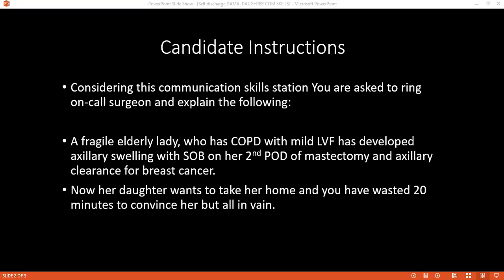The risk factors are increasing size of the swelling, increasing pain, fever, something coming out from the wound. And how can the patient get the drain out? What instructions have you given? Like after how long, after how many days? Second post-op day. So what instruction have you given on that?